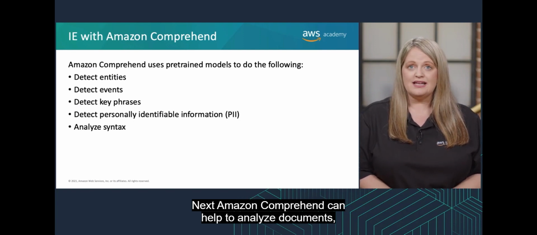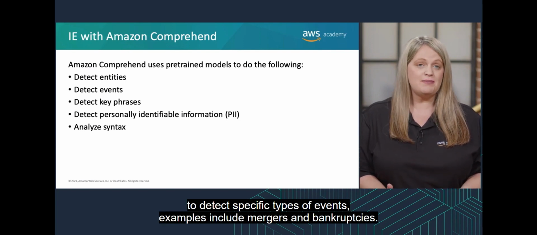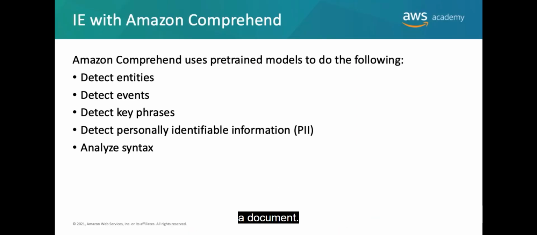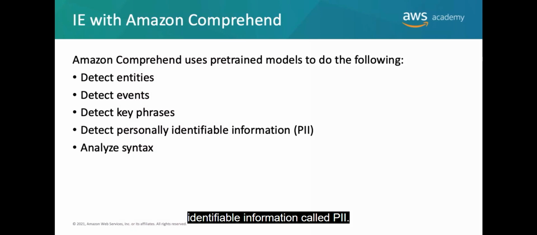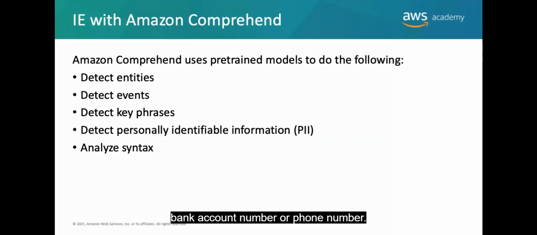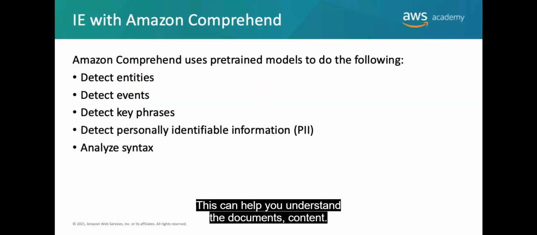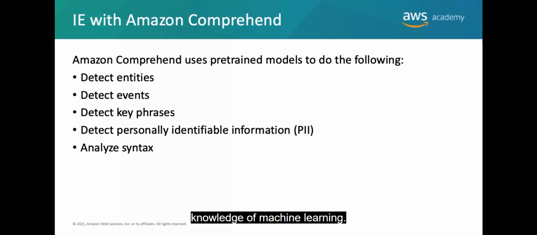Next, Amazon Comprehend can help to analyze documents to detect specific types of events. Examples include mergers and bankruptcies. The service can also help to find key phrases such as good morning in a document. Amazon Comprehend can also help to analyze documents to detect personally identifiable information, called PII. This is data that could be used to identify an individual, such as an address, bank account number, or phone number. Finally, the service can parse the words in your text to show the part of speech syntax for each word. This can help you understand the document's content. You can run these jobs against your documents without much data preparation or knowledge of machine learning.